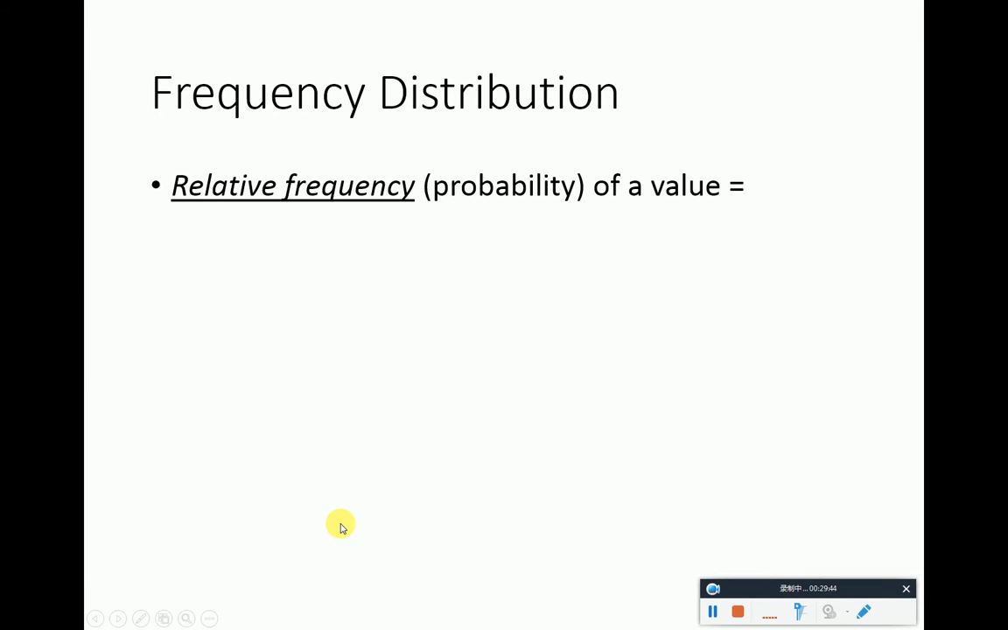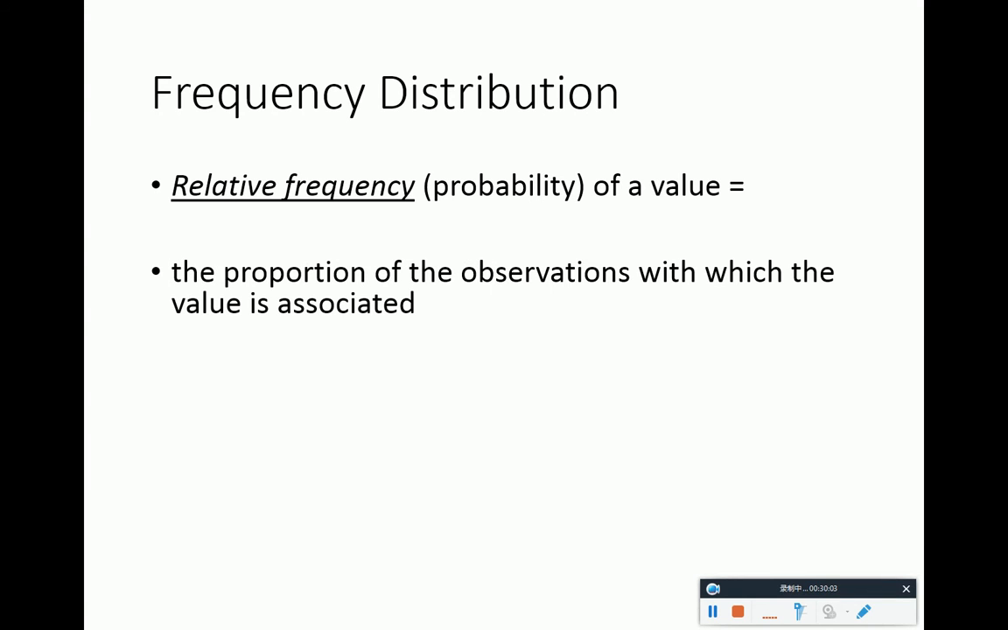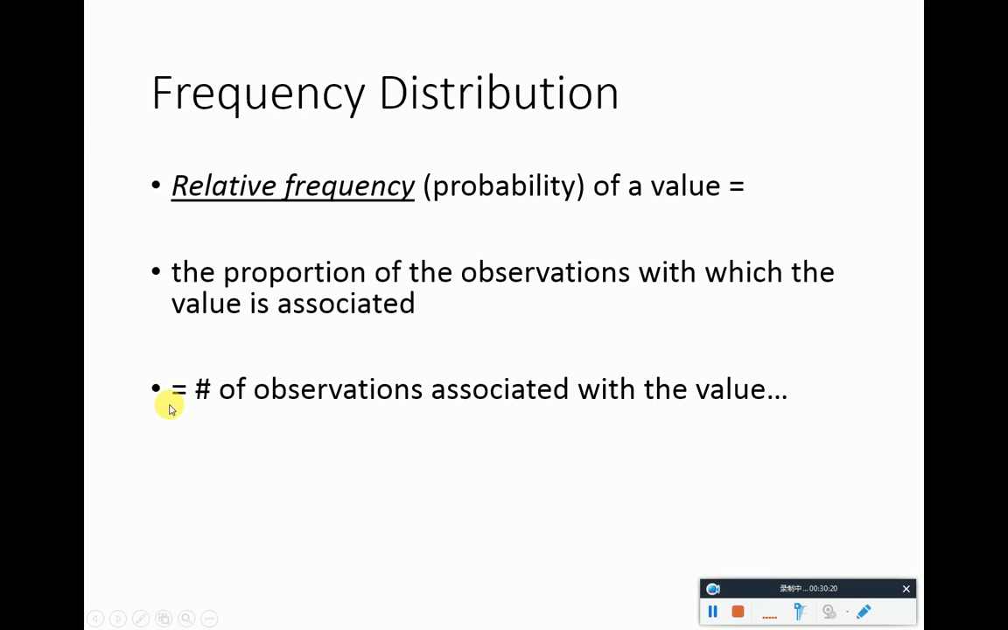so that's why we need a second type of frequency, and we call it relative frequency. And relative frequency is very close to what we mean by probability, right? So the definition of relative frequency is this. It is the proportion. Now it's not the absolute number, right? It's a proportion, a ratio of the observations with which the value is associated, right? And it is calculated by, right?